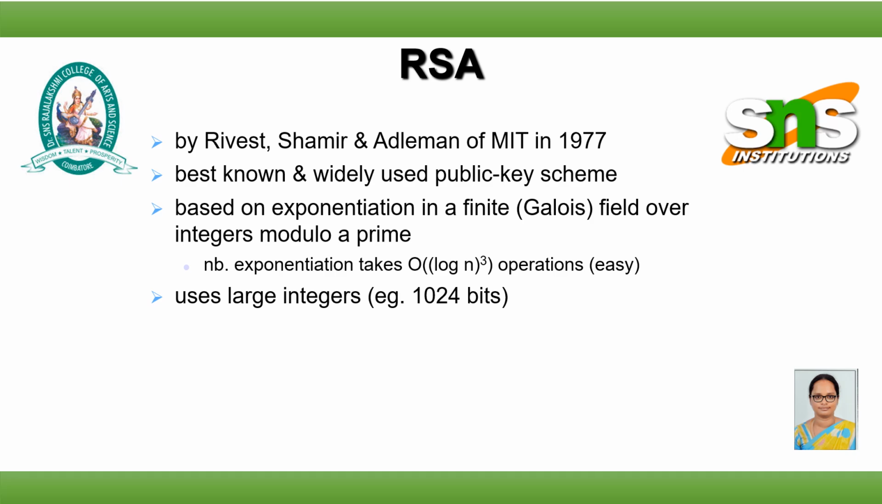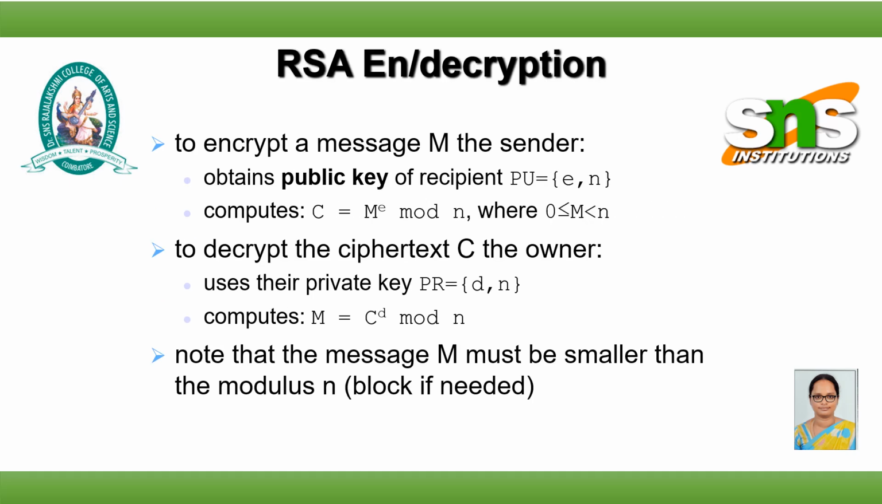By Rivest, Shamir and Adleman of MIT in 1977, they developed this algorithm. It is the best and most widely used public key scheme. It uses the concept of exponentiation, and by that they developed this RSA algorithm. It also uses large integer values, for example 1024 bits. It can handle that much information.